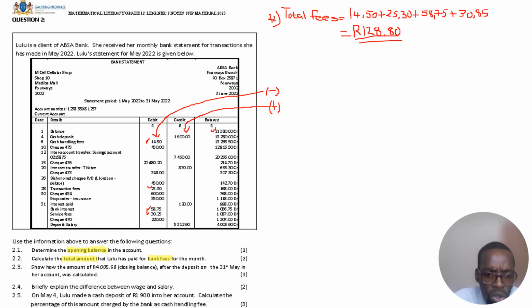Then we go to the next one, which is: show how the amount of 4,560, the closing balance after the deposit on the 31st of May in her account, was calculated. There was a deposit on the 31st of May, a salary deposit of 5,312. And then this person ended up with 4,005. Hey, what a terrible position.